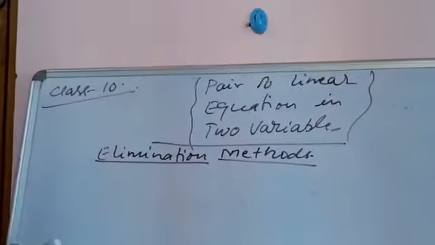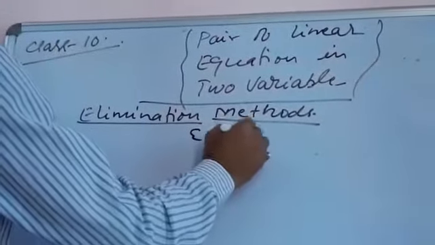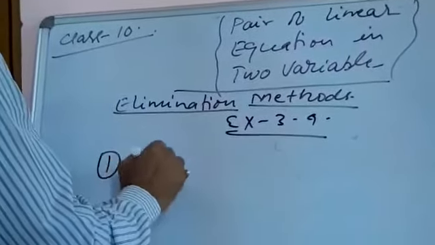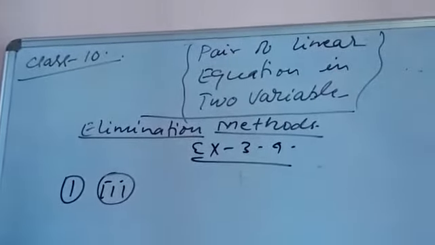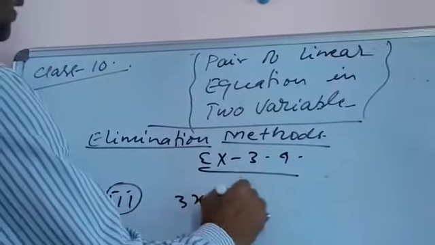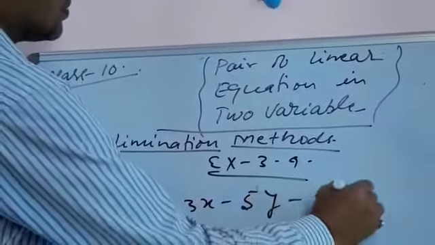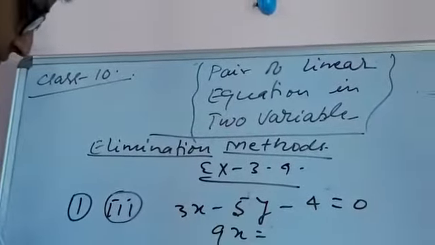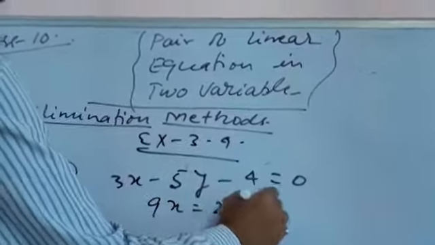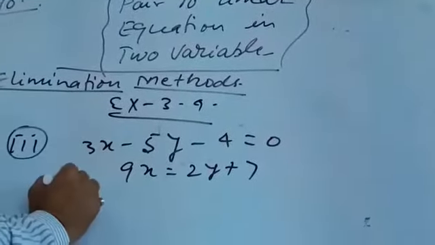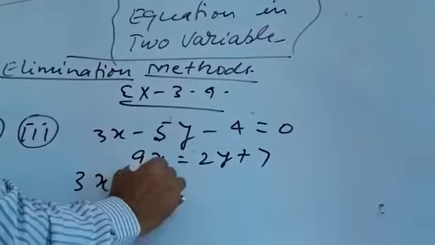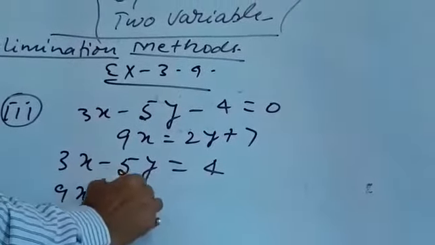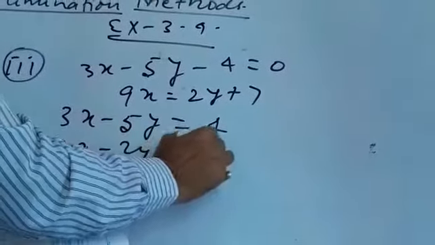So let's start with Exercise 3.4, the third part of question number 1. I am doing it for you first. 3x minus 5y minus 4 is equal to 0, and the other is 9x is equal to 2y plus 7. So the very first step: 3x minus 5y is equal to 4, and 9x minus 2y is equal to 7.